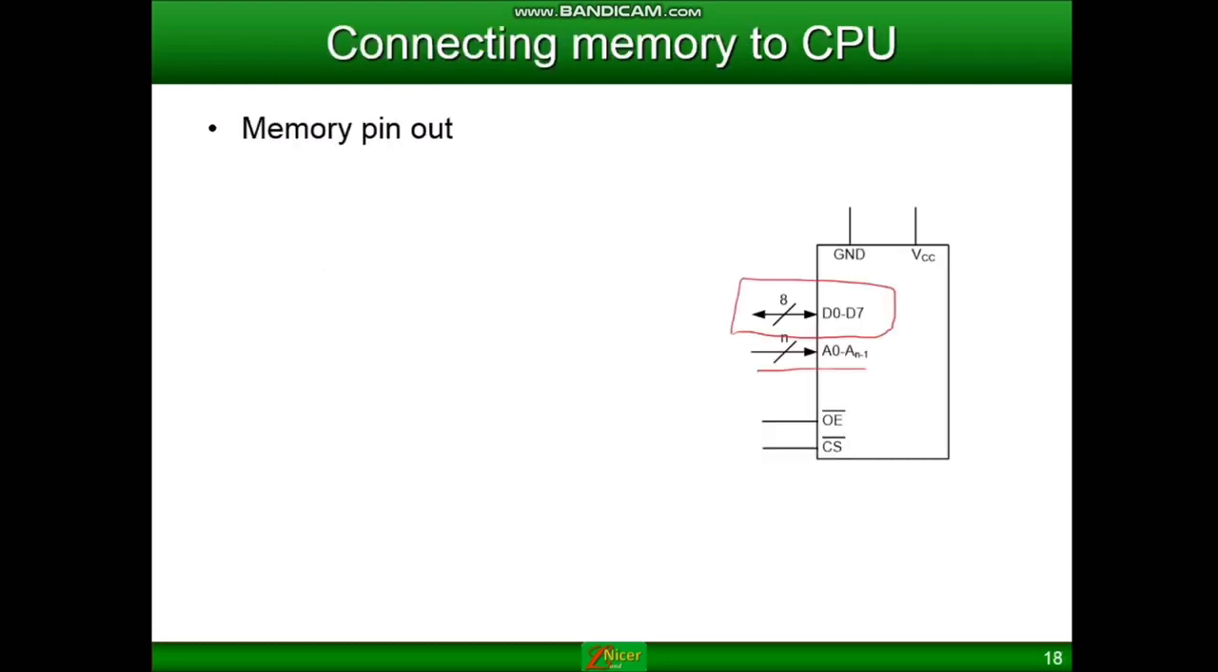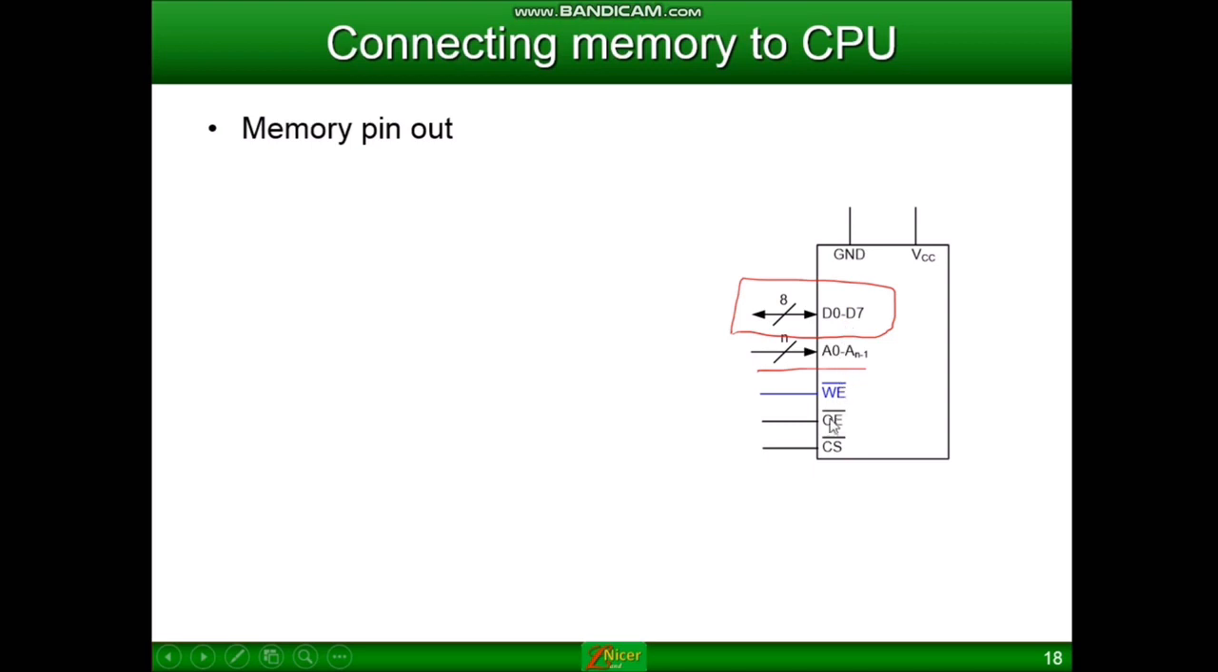Then comes central processing, connecting memory to CPU. We have to connect this memory to the CPU, as it does not contain its own memory unit. We have to connect a memory unit with it. So these are some memory pins. This D0 to D7 is data pins, and this is address pins. OE means output enable, CS means chip selection, this is ground, and this is VCC.